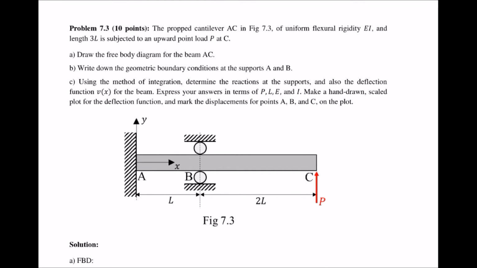In this problem, we are given a beam AC, which is fixed to the wall at end A and supported by a roller at B. A point load P is applied at end C, and we are asked to find the reactions at the supports A and B, and also the deflection function v of x in terms of the given quantities P, L, E, I, and x.